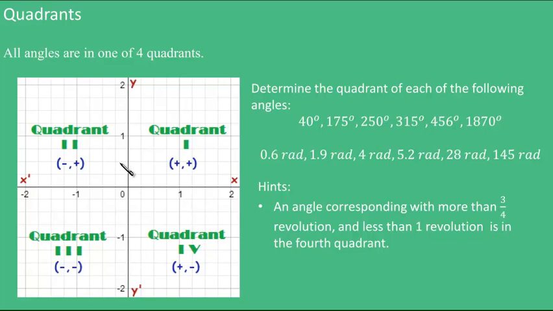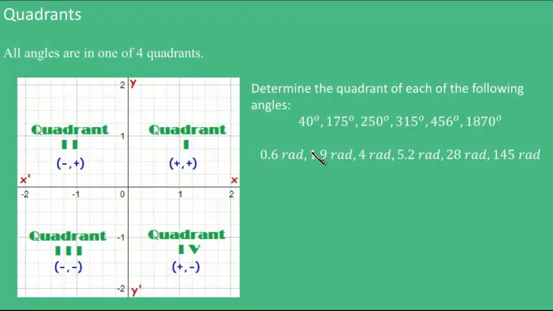So now we're in a position then to easily determine the quadrants of these angles. So for the first one, it's 40 degrees. So that's easy enough to see. 40 degrees places you here because that's between 0 and 90. So this is in quadrant 1. 175, well, we know that this is 180 all the way here, and up to here is only 90. So 175 puts you in quadrant 2. 250 obviously has to be somewhere between 180 and 270. So that's in quadrant 3. And 315 is between 270 and 360. So that's in quadrant 4.